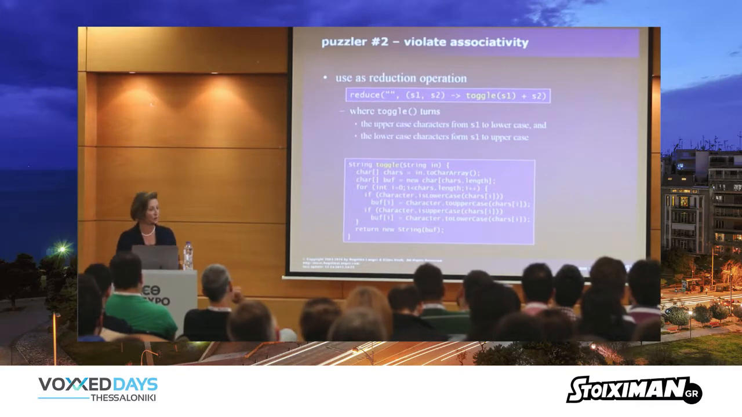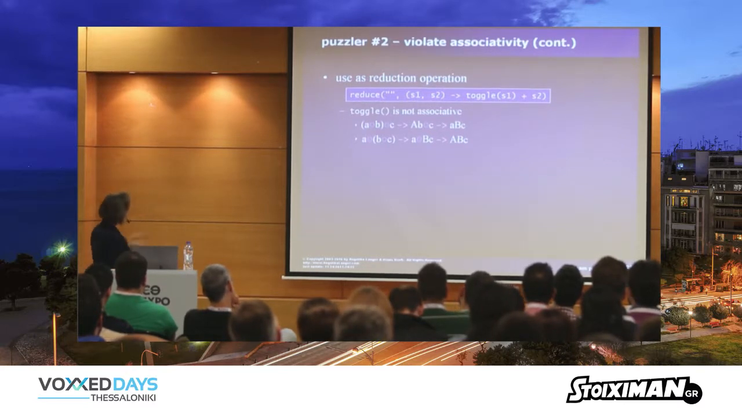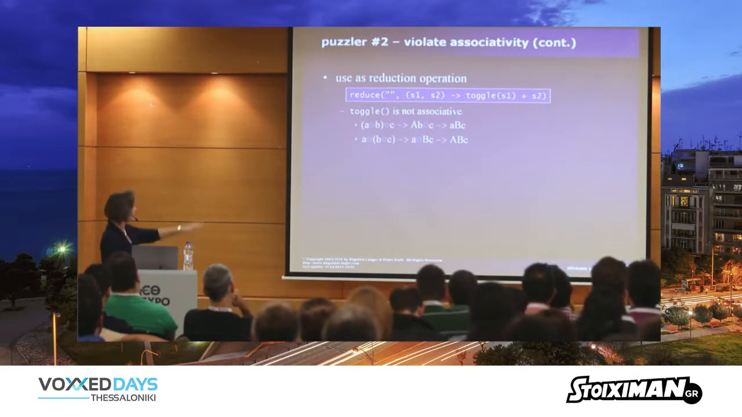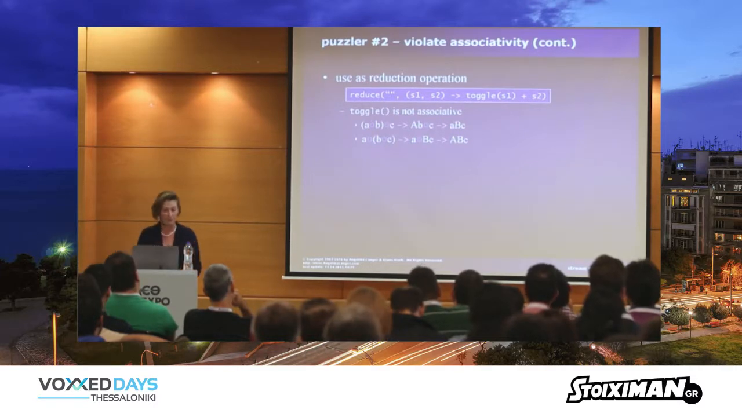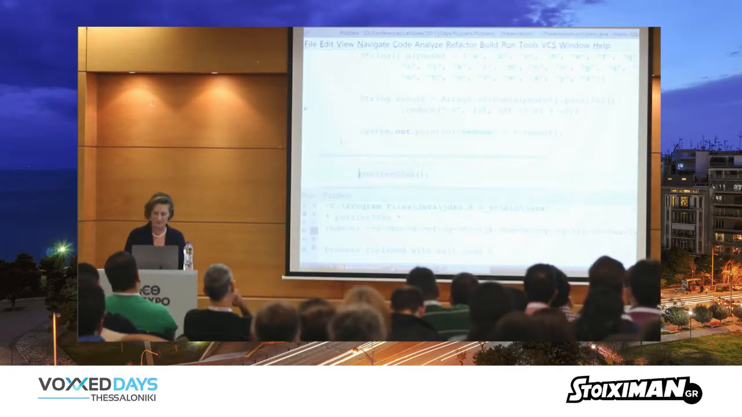And this is a non-associative functionality. See, if I take three characters, A, B, C, and I put the parentheses around the first two, the overall result is a capital letter B and small letter C. And if I put the parentheses in a different way, I get a different result. So this is an example of a non-associative accumulation function. So let's see what that does.